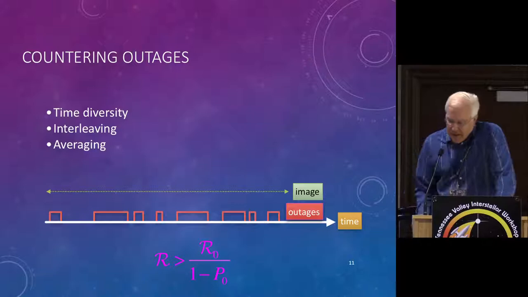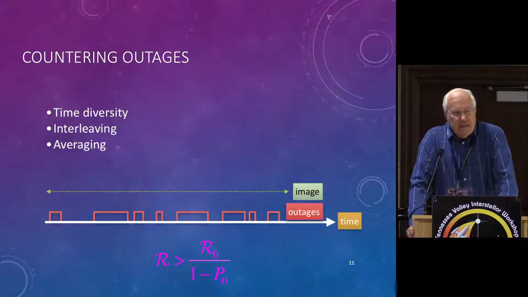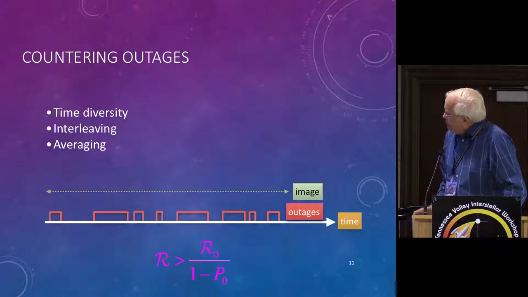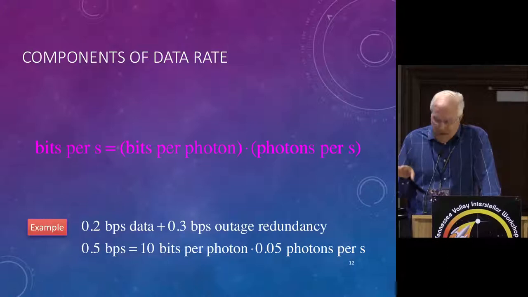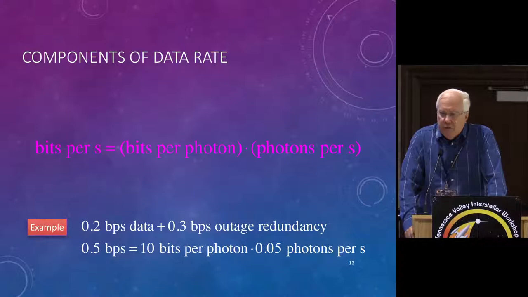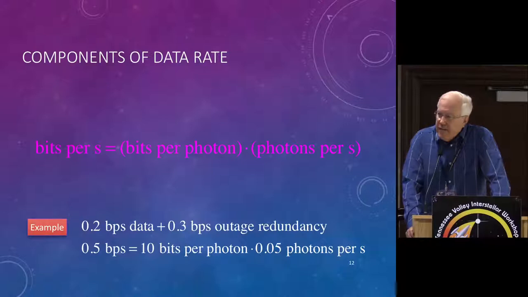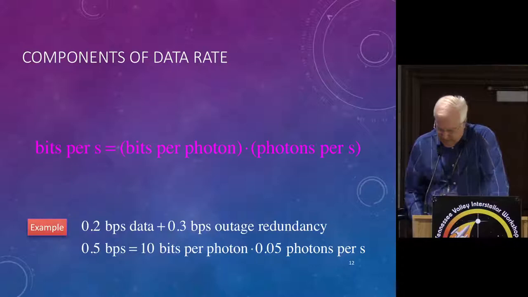So for this reason, there's a limitation of probably at least a few years after our encounter before we can receive the complete image. So it's not as bad as the 20-year example I mentioned before, but it's not exactly instantaneous either. So in the example that I'm going to give you in a moment regarding the aperture area that we require, I'm going to use the number 0.2 bits per second data and another 0.3 bits per second of outage redundancy, giving us a total of 0.5 bits per second. And if we have 10 bits per photon, that means we're at 0.05 photons per second, or in other words, we're detecting one photon every 20 seconds. Okay, so that's kind of what we're shooting for in this example.